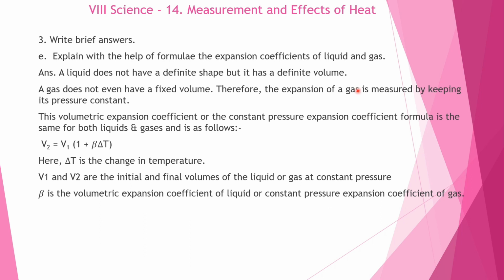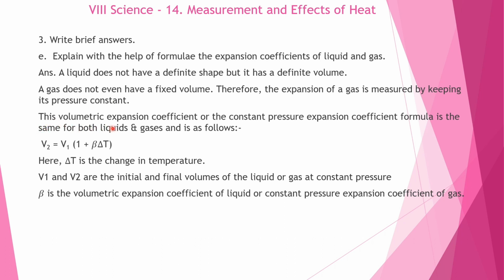Next one, explain with the help of formulae the expansion coefficient of liquid and gas. A liquid does not have a definite shape, but it has a definite volume. A gas does not even have a fixed volume. Therefore, the expansion of a gas is measured by keeping its pressure constant. Liquid is at least having a definite volume, children, if it doesn't have a definite shape. But gas doesn't have a definite shape and it doesn't have a definite volume also. So we are keeping a fixed pressure and then we are checking the expansion coefficient.